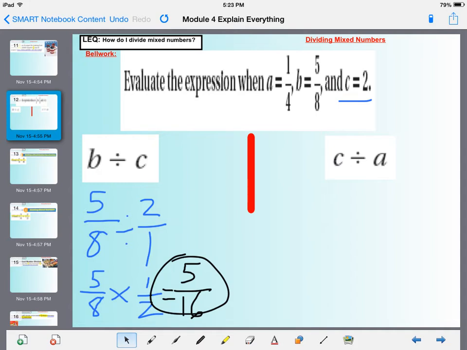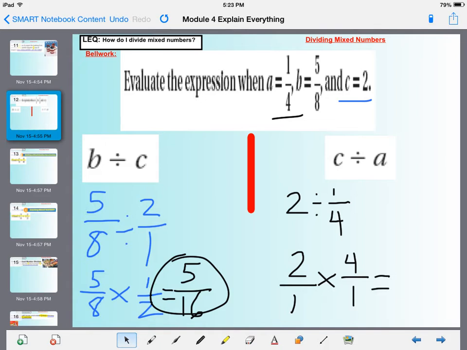Now for the second one, again, C represents 2, so we're going to plug that in. Divided by A, in this case, A is equivalent to 1/4. And so the rule tells me the 2 stays the same. I'm going to set it over 1 because I know that I'm dealing with fractions. I'm going to turn that division sign to multiplication, do the reciprocal of 1/4, which is 4 over 1. Again, I cannot simplify a numerator with a numerator, so I'm going to multiply straight across, 8 over 1 or 8.